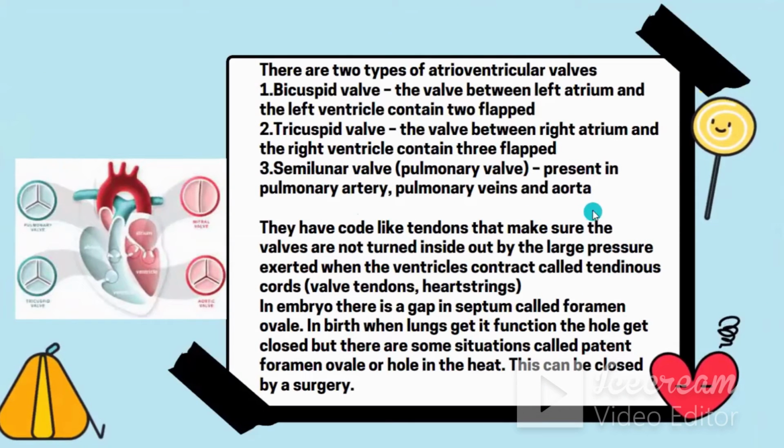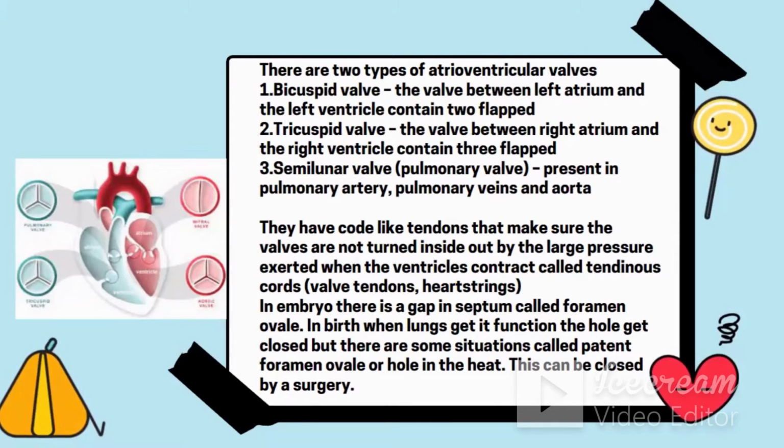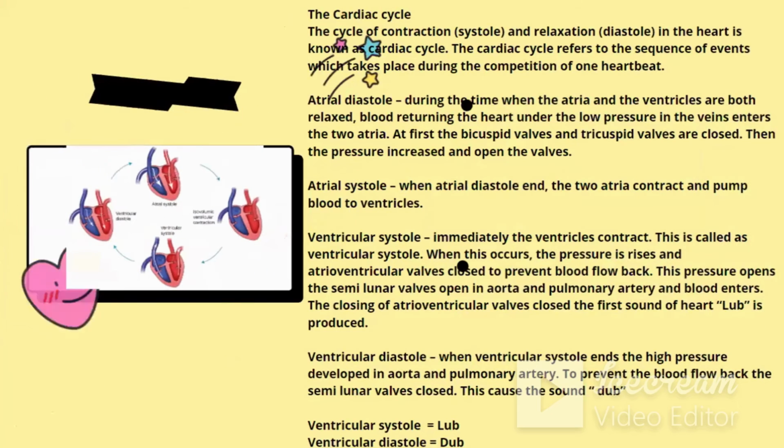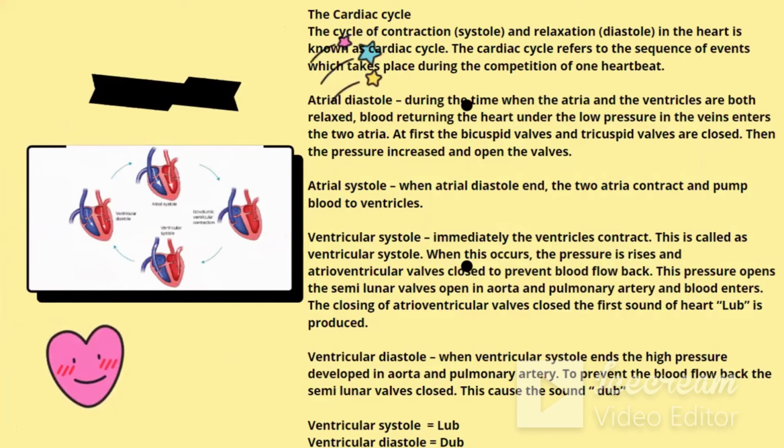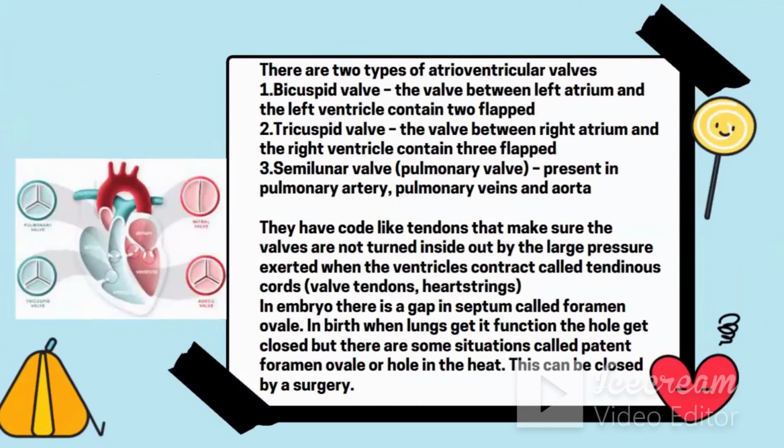Sometimes some people get a hole in their heart, especially in the septum which separates the right and left chambers. This can be closed by surgery, and sometimes it closes automatically with time. Next we'll move on to the cardiac cycle.